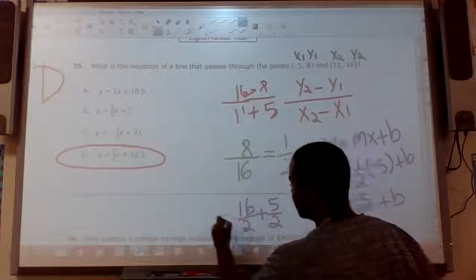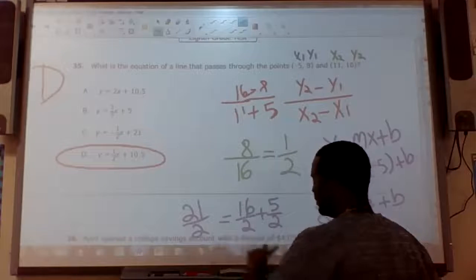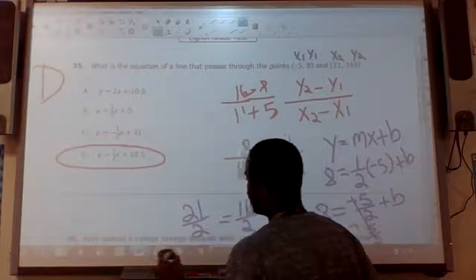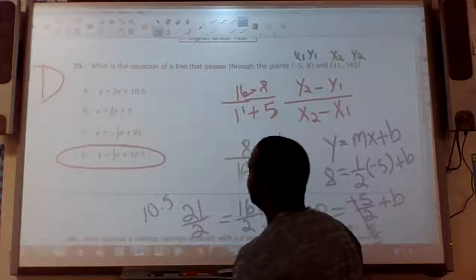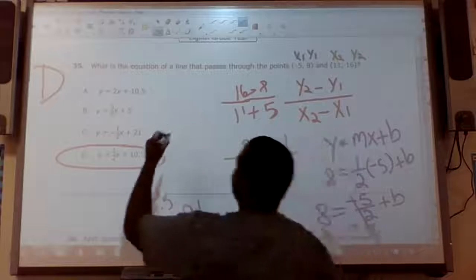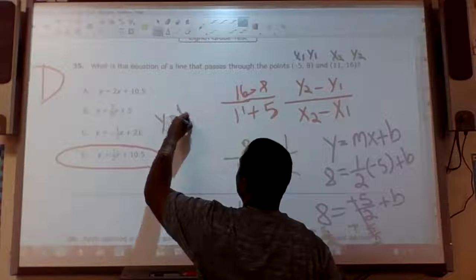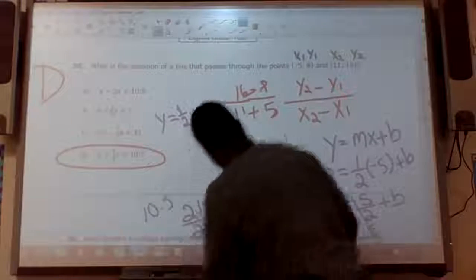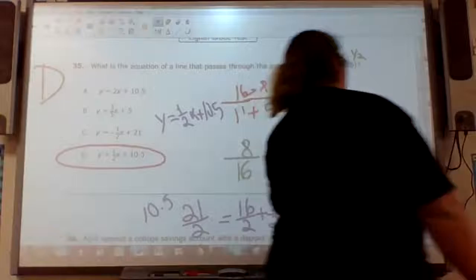Is equal to 21 over 2. Simplifying that out, that gives us 10.5. So our equation now, all put together, is y equals 1/2 x plus 10.5. And let's see. Let's go to the next one.